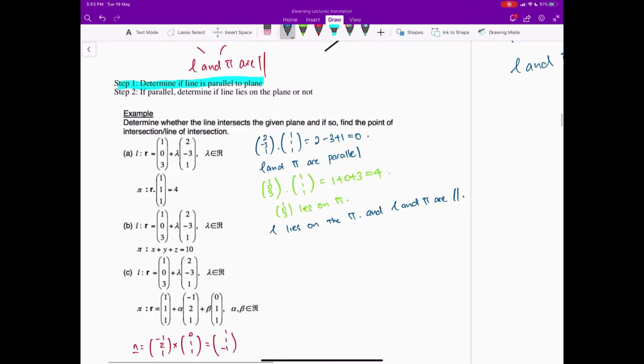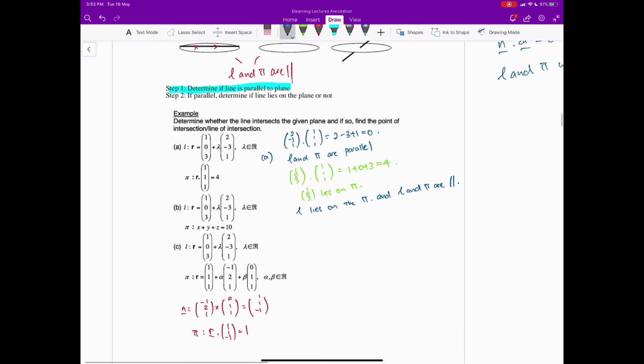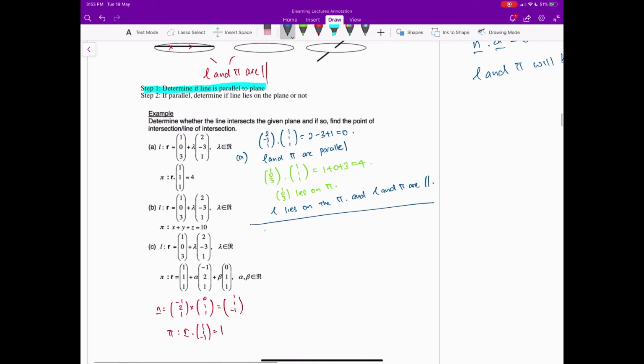So that's how we determine if the line is parallel to the plane and whether the line lies on the plane or not. Let's quickly do up part B. Same thing, for the plane equation, let me change it to the normal form for easier verification.